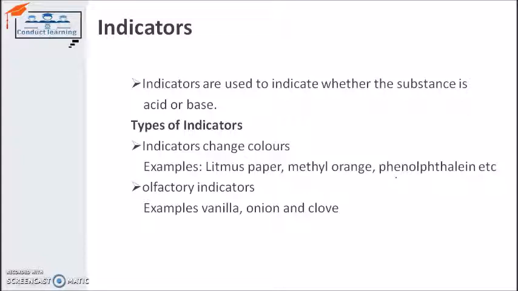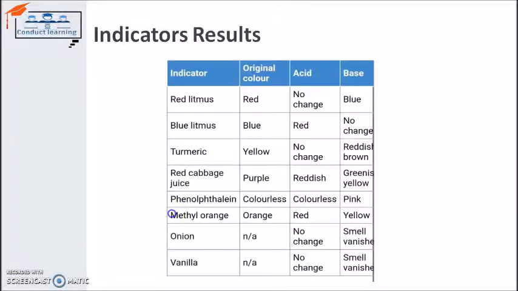Indicators that change color include litmus paper, blue litmus paper, red litmus paper, methyl orange, phenolphthalein, etc. Olfactory indicators are vanilla, onion and clove. How they change color or smell, you can find out from the next slide. The various indicators are as mentioned there: red litmus paper, blue litmus paper, turmeric, red cabbage juice, phenolphthalein, methyl orange, onion and vanilla.